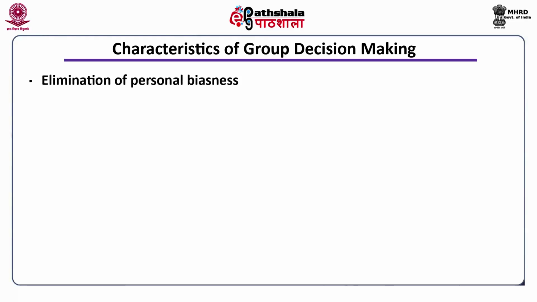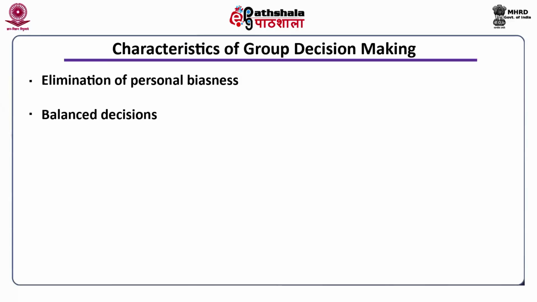A decision taken by a group is always away from biasness, as it is a collective effort in which any personal preferences, if they arise, are immediately opposed or modified accordingly. Then we have balanced decisions in the group.